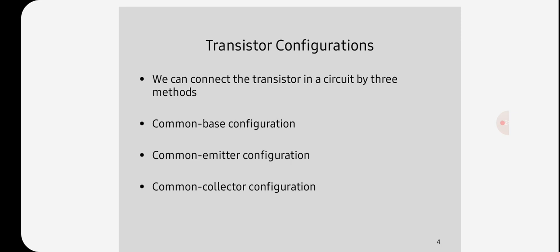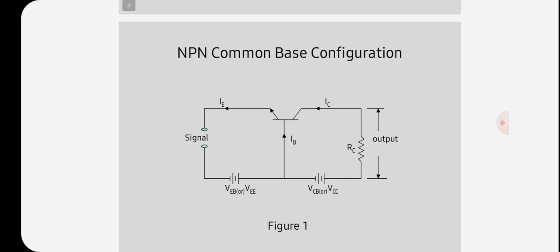Accordingly, a transistor can be connected in a circuit in the following ways: common base configuration, common emitter configuration and common collector configuration. Each circuit connection has specific advantages and disadvantages. It may be noted that regardless of circuit connection, the emitter is always forward biased while the collector is always reverse biased.